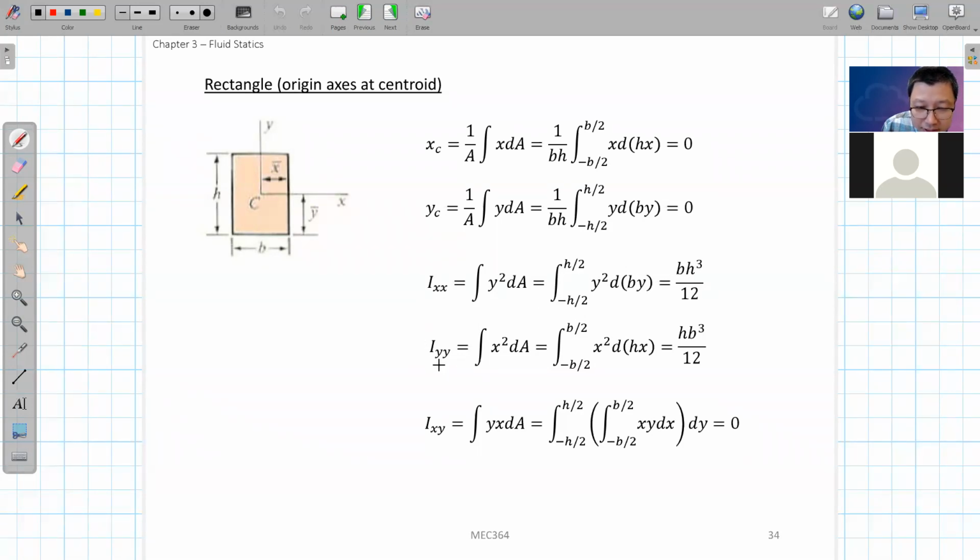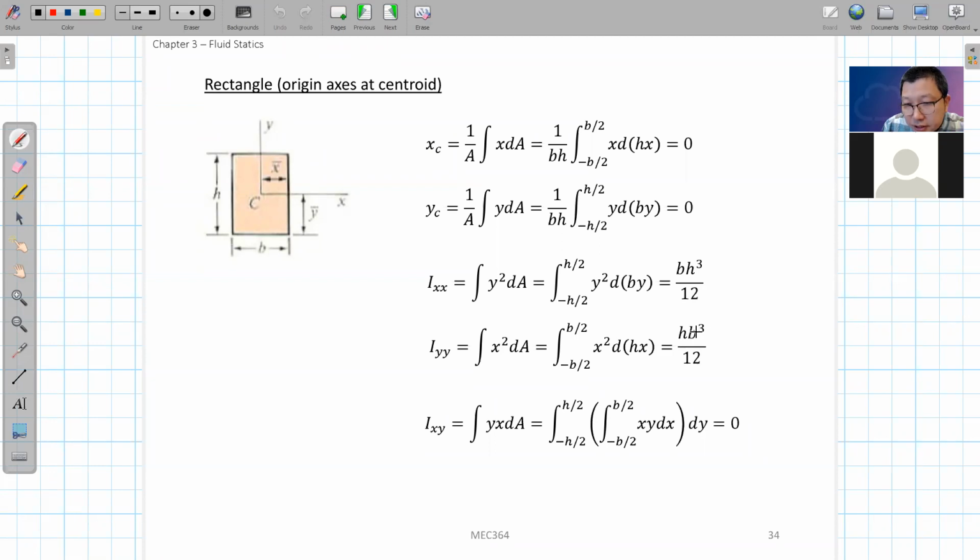Similarly, you can calculate the second moment of area with regard to the y-axis. The distance to the y-axis is x, so you have to integrate x squared dA. You do this integration, with x from minus b over 2 to positive b over 2, and this will be the result.